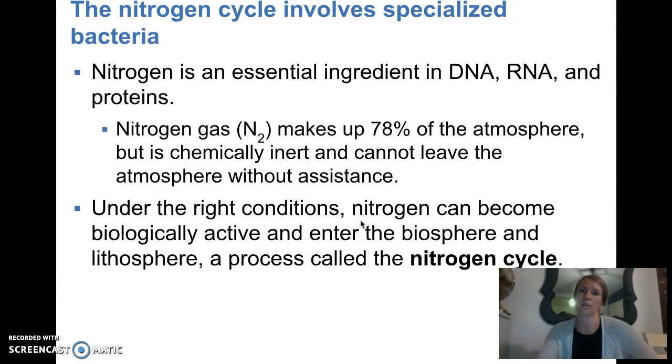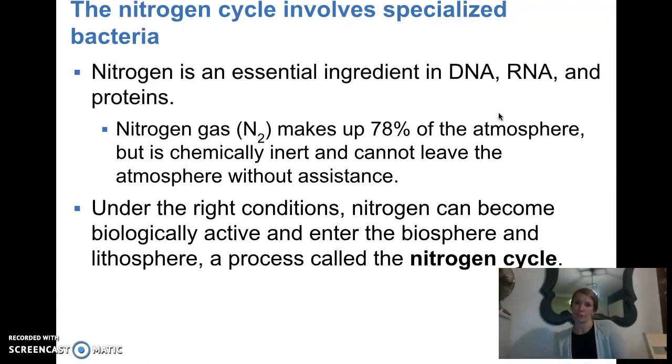Then we have the nitrogen cycle. The nitrogen cycle involves specialized bacteria that we need to survive. So nitrogen is an essential ingredient in DNA, RNA, and proteins. If you remember, the nitrogenous bases, adenine, guanine, thymine, cytosine, and uracil, are made up of nitrogen.